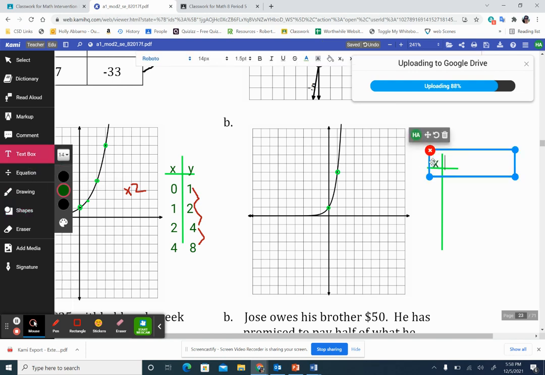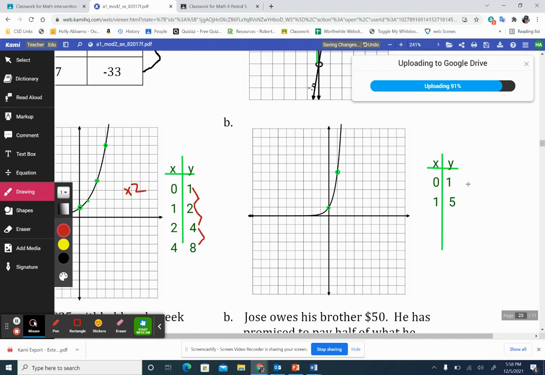I have an x. I have a y. My first x is 0 and 1. And my next one is 1, 5. So if it's changing with multiplication, how do I get from here to here? Well, it's going to be times 5. All right, so B again is the winner.